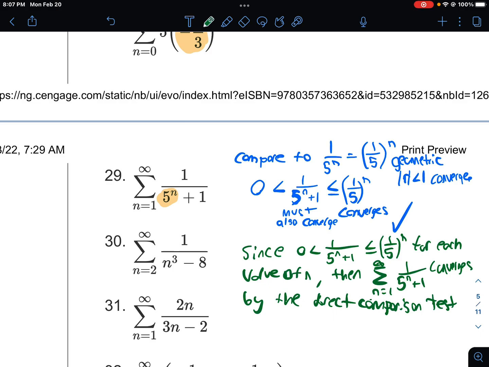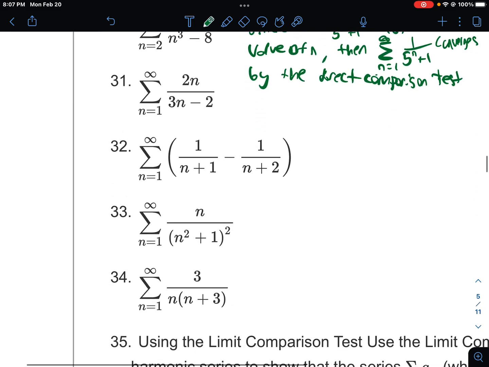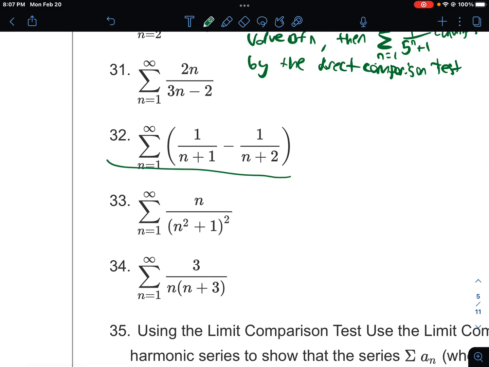All right. Let's go through and go to 70. And we'll take a look. If you guys want to do 32, 32 is telescoping. So keep that in mind when you do that one, okay? You're going to look back to your notes from the first section, or the second section. It's from 8-2, I believe.